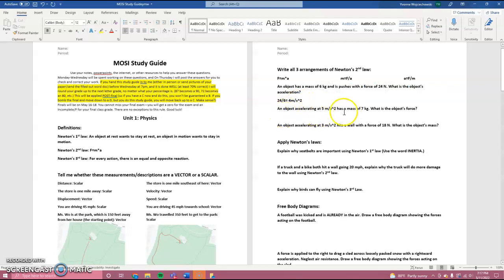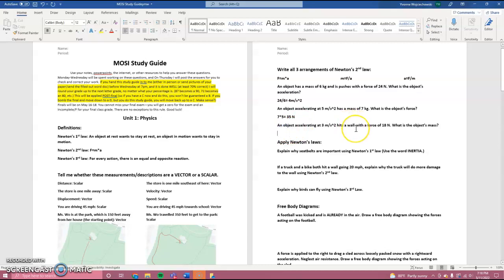Then this one: an object accelerating at 5 meters per second squared has a mass of 7 kilograms. What's the object's force? So we're solving for the force. We're going to use the first equation. We're given mass of 7 and acceleration of 5, so we simply do 7 times 5, which equals 35. And since it's the force, it's 35 newtons.